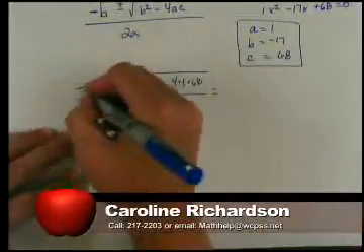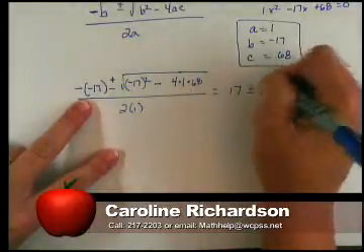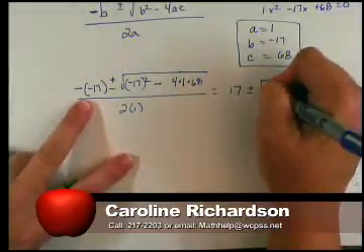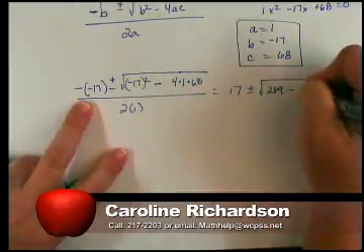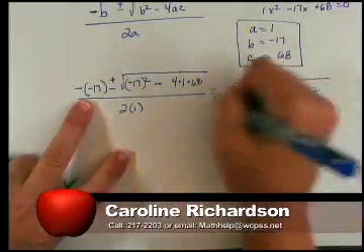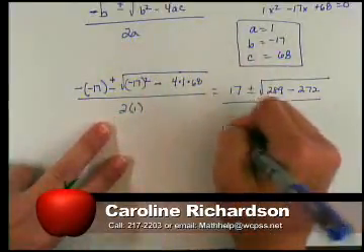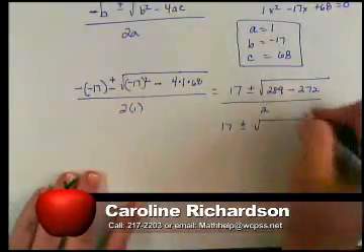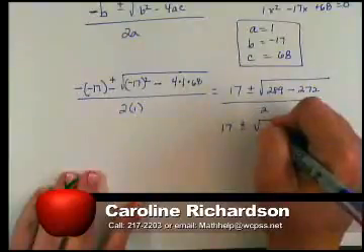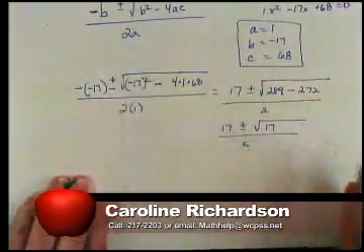All right, so negative 17, so minus and minus 17 becomes 17, plus or minus the square root of negative 17 squared becomes 289, minus 4 times 1 times 68 is 272, all divided by 2 times 1, which is 2. So 17 plus or minus the square root of 289 minus 272, which is 17, all divided by 2. So that's it. Those are your two solutions.